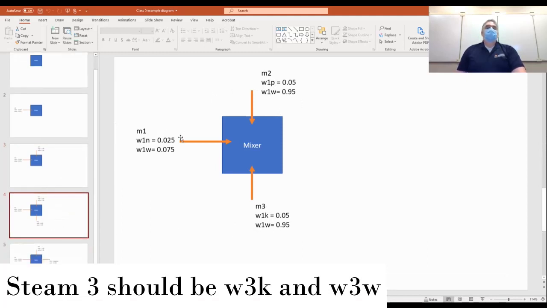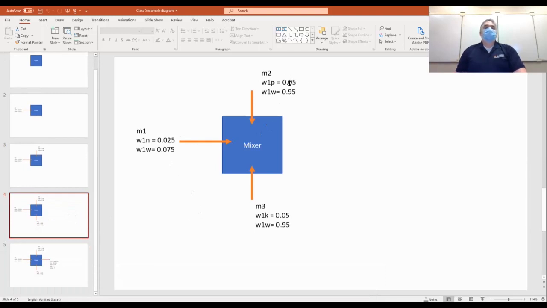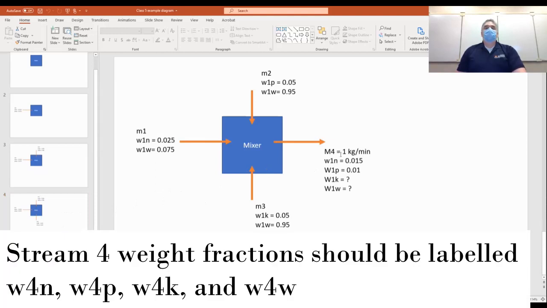And then these numbers are according to maybe my student ID, based on that A and C. And then you have the output stream, where the problem statement defined that it needed to be 1 kilogram per minute.